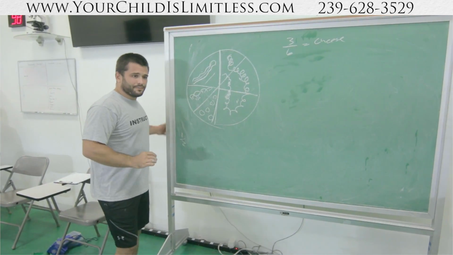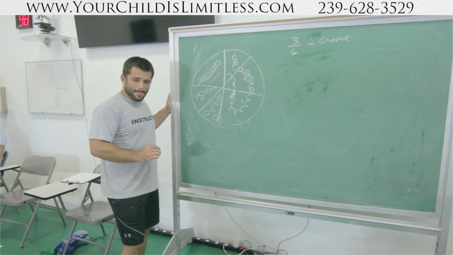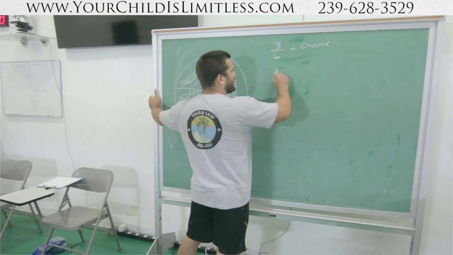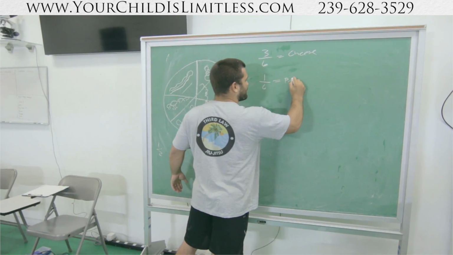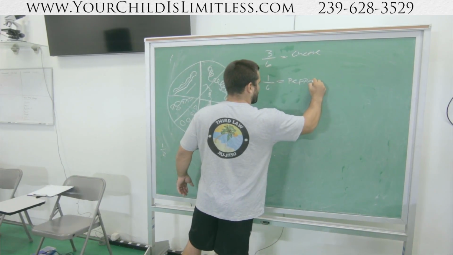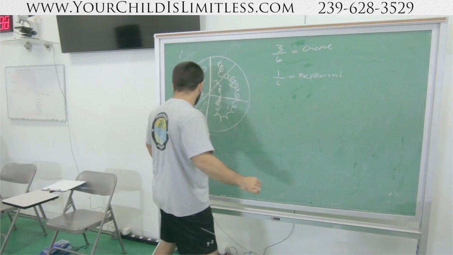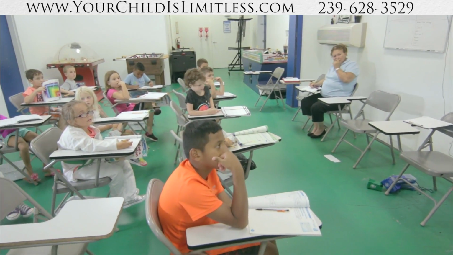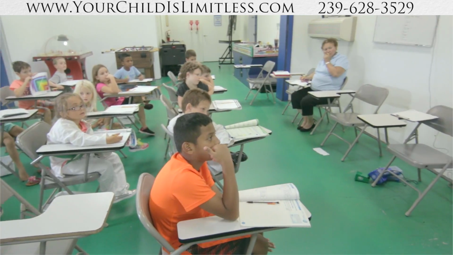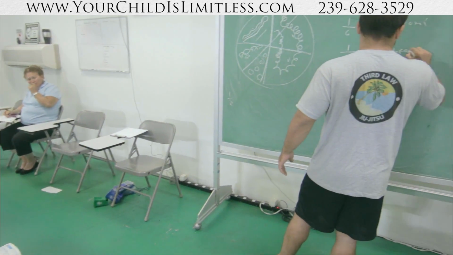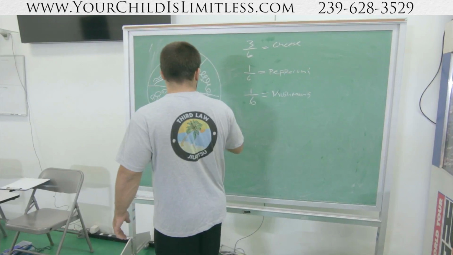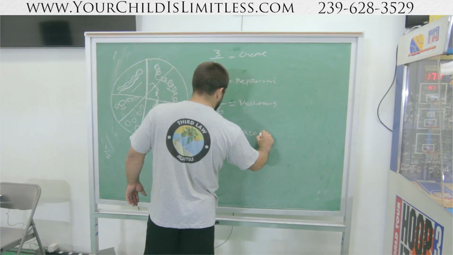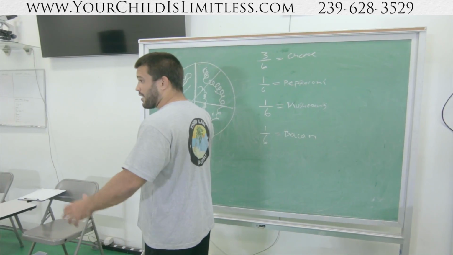How many slices were pepperoni? 1. So 1 out of 6 was what? Pepperoni. Right? Good. How many slices are mushrooms? 1 out of what? 6. How many slices were bacon? 1. Understand? 1 out of how many?